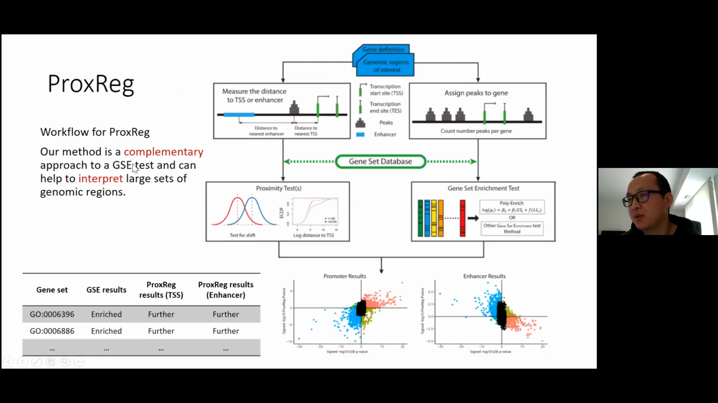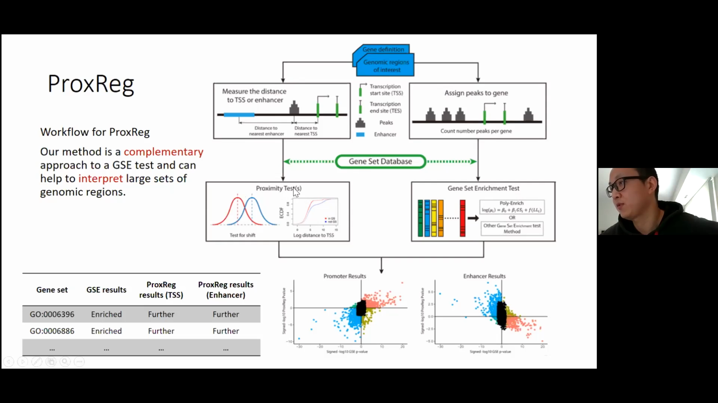Our method is a complementary approach for a normal GSE test. The input will be the genomic regions of interest, like the ChIP-seq data results, a lot of peaks and regions of the genome. Then in parallel, we will run the Proxyrent, which measures the distance to TSS or enhancer. And in parallel, we will assign the peaks to genes to do a normal gene set enrichment test, using the same gene set database.